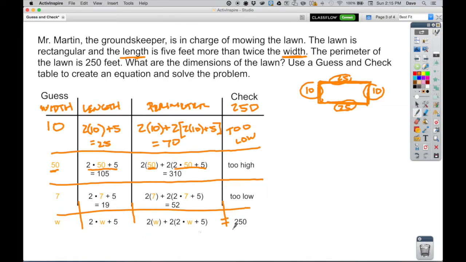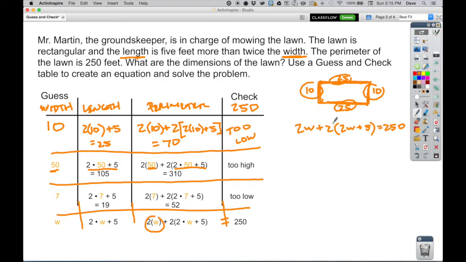Okay, so if I clean that up a little bit, that's our equation. So 2W, let's get rid of those parentheses, let's just write it like this, 2W plus 2 times 2W plus 5. I'll clean that part up a little bit too. And that's supposed to equal 250. Okay, so again, we just took our pattern, used it to make the equation. Now we can solve this equation. All right, so simplify and solve.